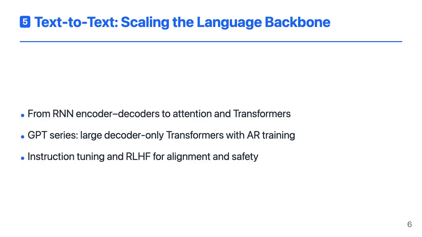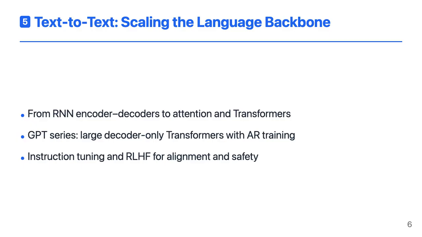The story starts with text-to-text models. Early neural machine translation used recurrent encoder-decoder architectures, but they struggled with long sentences. Attention mechanisms fixed that by letting the decoder focus on different parts of the input dynamically. Then the transformer removed recurrence entirely and relied on self-attention, unlocking massive parallelism.